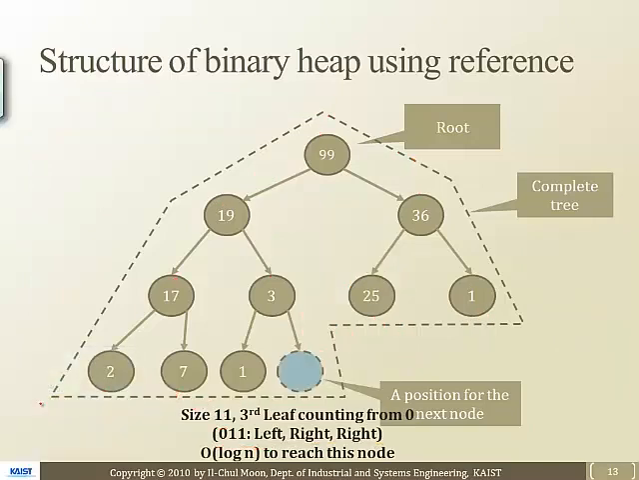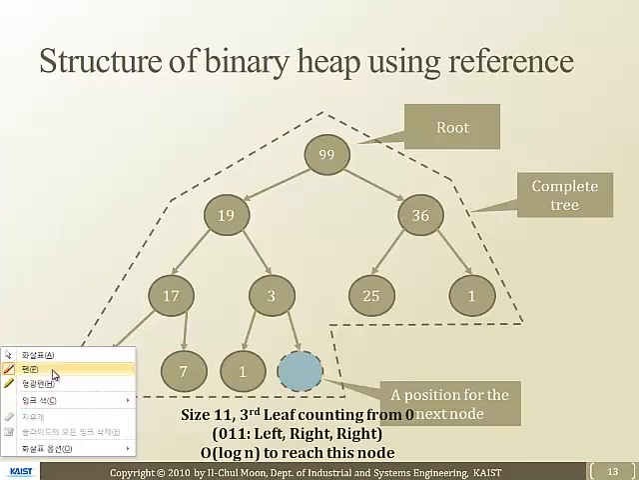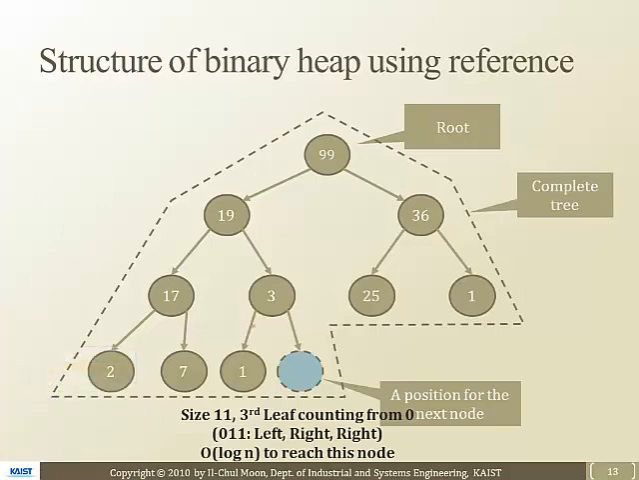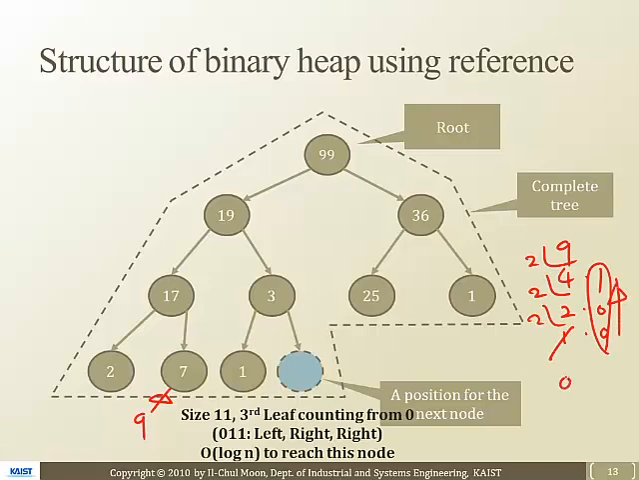And let's do it one more time. Let's do it for 9, the 9th node. 9 divided by 2 is 4 with remainder 1, 4 divided by 2 is 2 with remainder 0, 2 divided by 2 is 1 with remainder 0, and 1 divided by 2 is 0 with remainder 1. We dump the first value, and we take these values in this way: 0, 0, 1, which is left, left, and right. Yes, this is the 9th node.